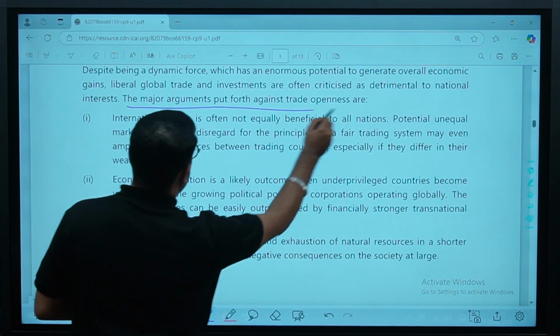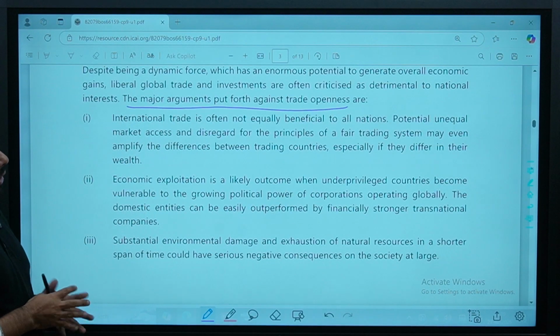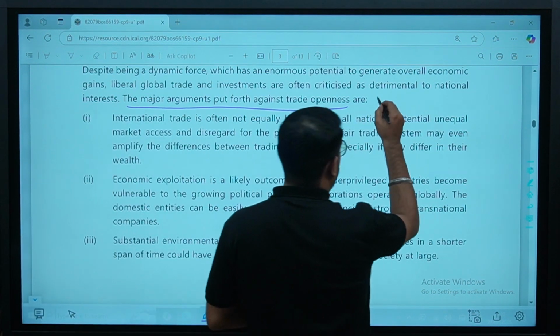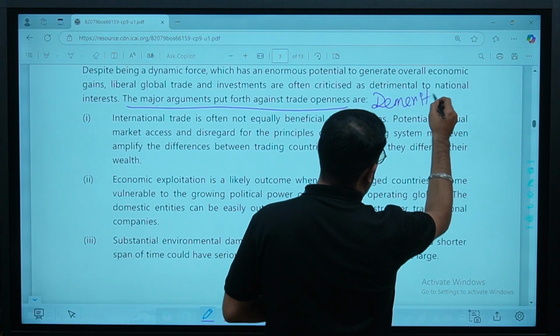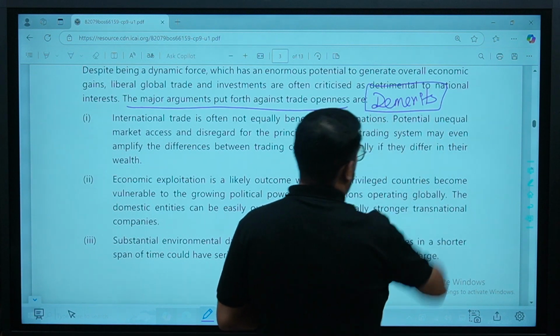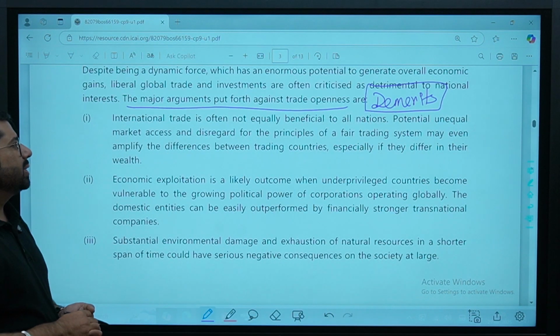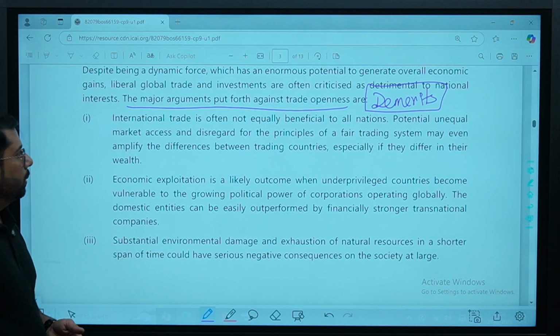The major arguments put forth against trade openness. These are the points which will tell you why we should not open up in trade. Right? So let us say demerits. Not exactly demerits, it's more like why you should not trade. That is the thing. Okay?